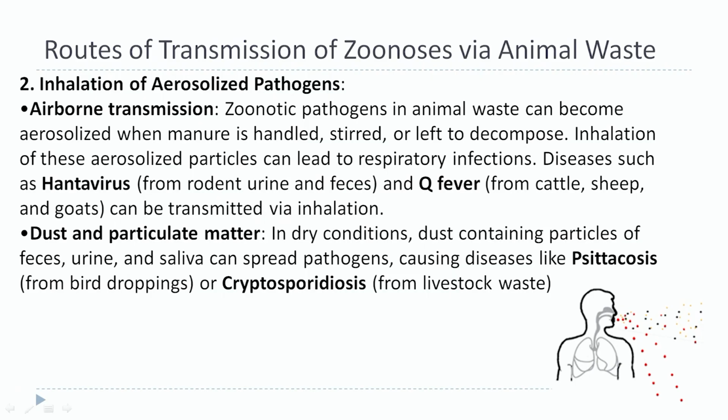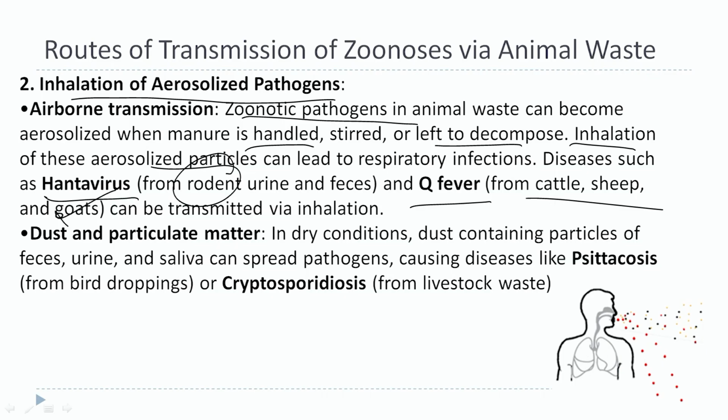The second way of transmission of zoonotic agents via animal waste is inhalation and aerosol transmission. The zoonotic pathogens in animal waste can become aerosolized when animal waste is handled or left to decompose. Inhalation of these aerosolized particles leads to different respiratory infections. Examples of zoonotic diseases transmitted by inhalation are hantavirus disease, mainly transferred through the waste of rodents, and Q fever, transmitted through the waste of cattle, sheep and goat.